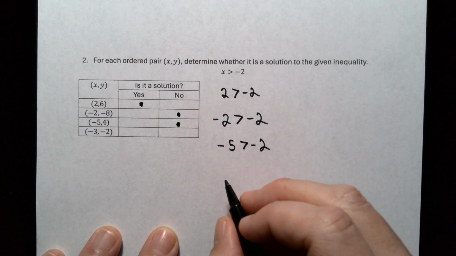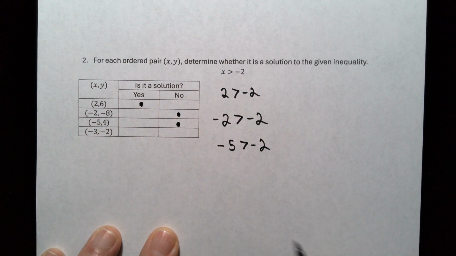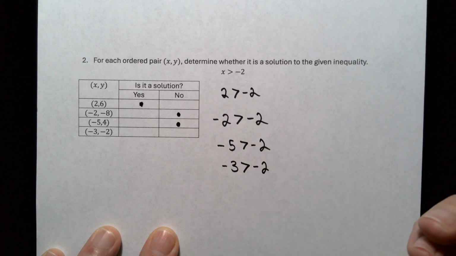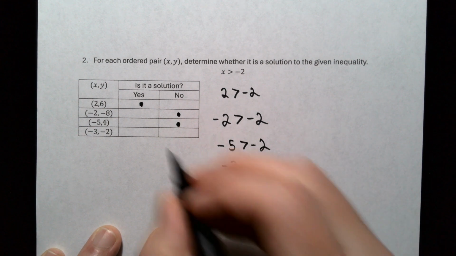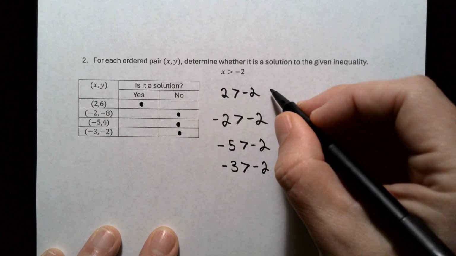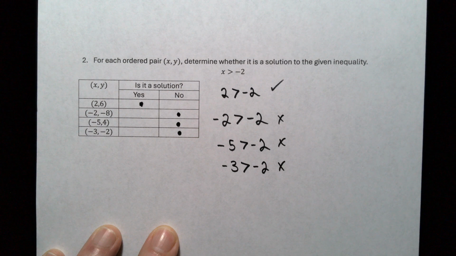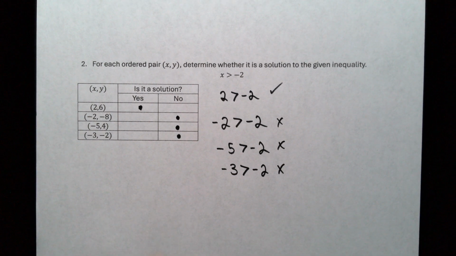Okay, and then the last one, we've got the negative 3 there. So negative 3 is greater than negative 2. Is that true or false? That one is also false. So this one was good, and these 3 not good. Okay, let's try a couple more.